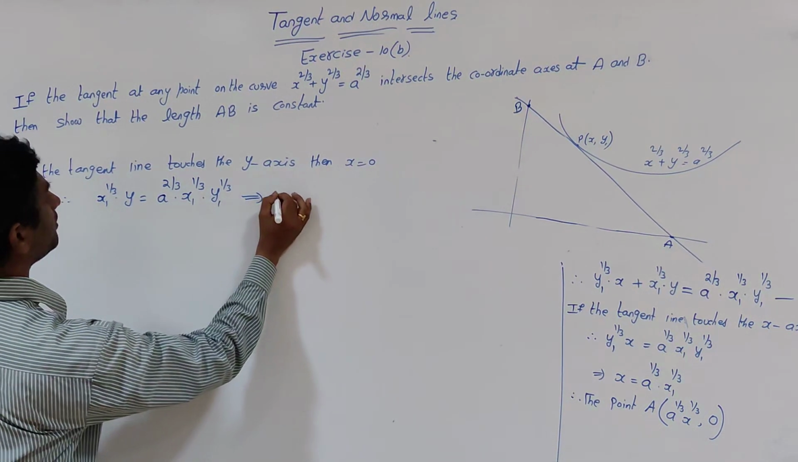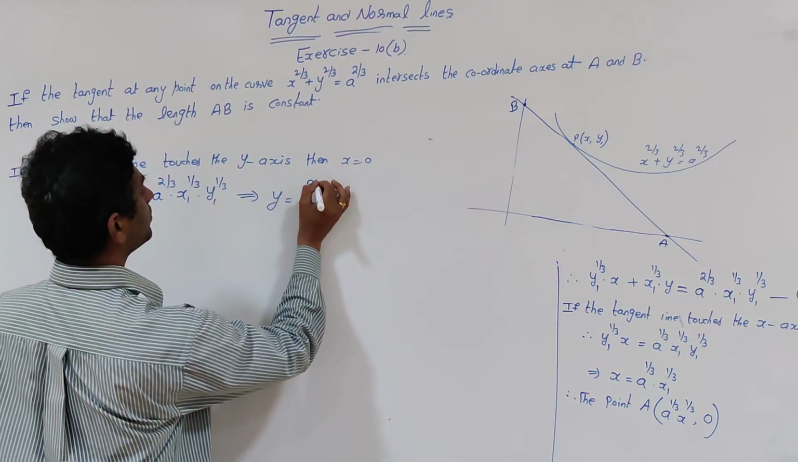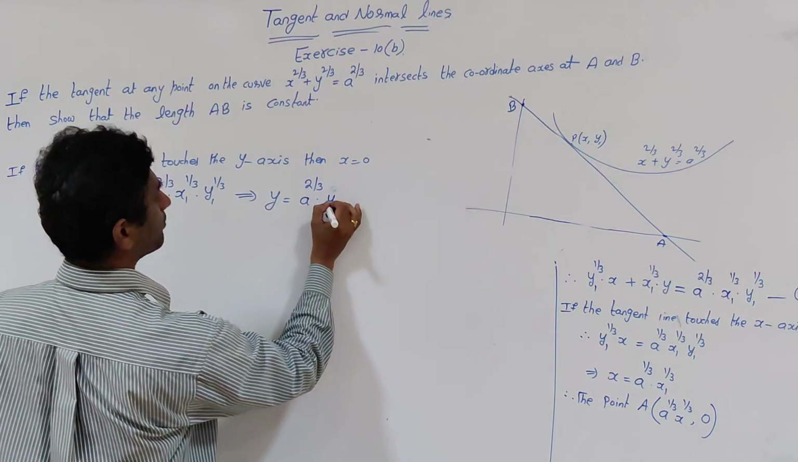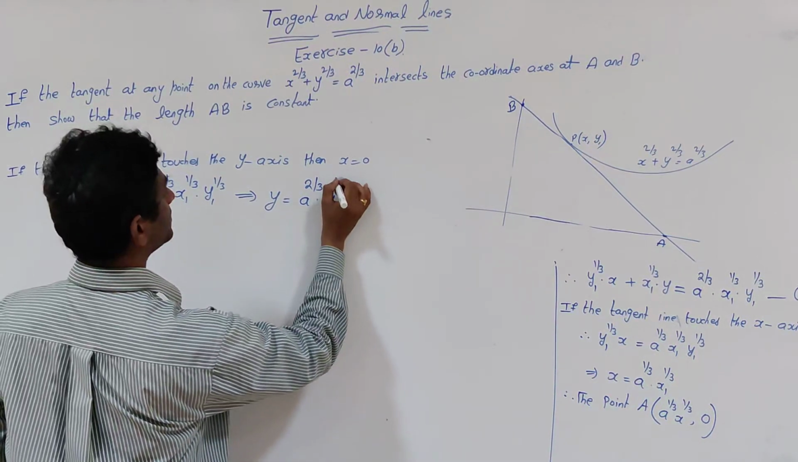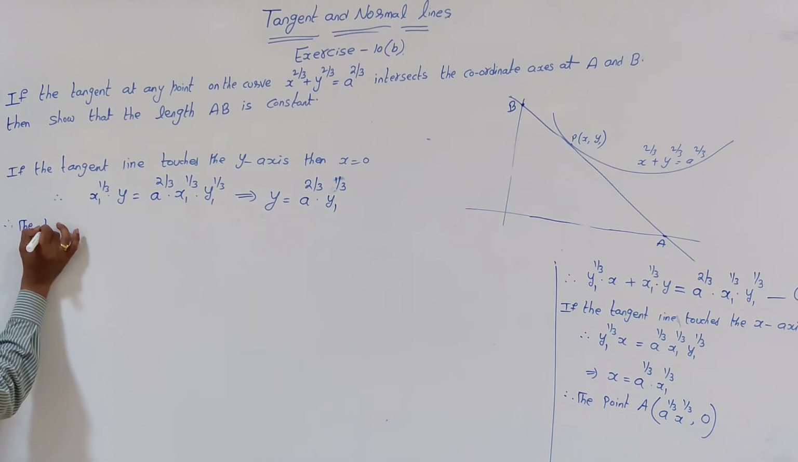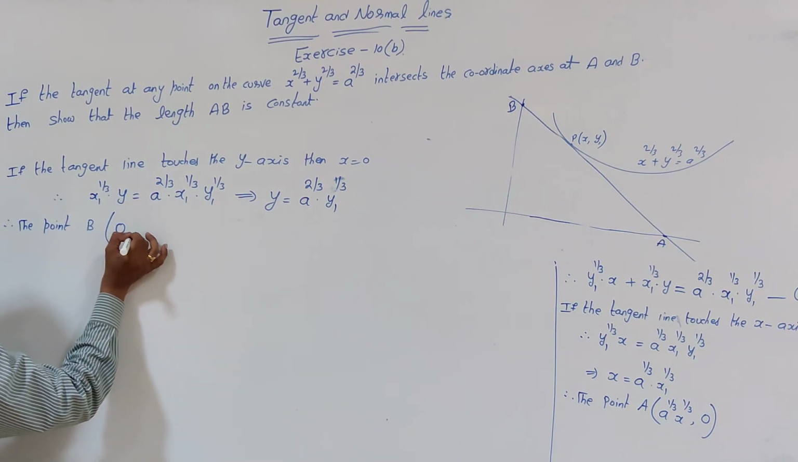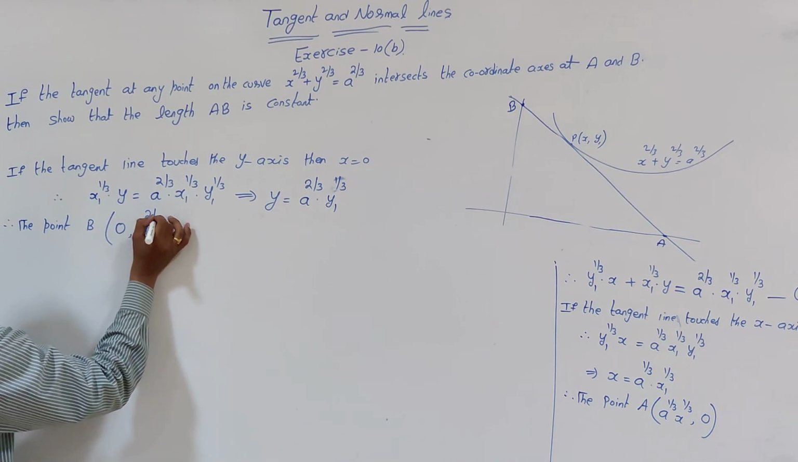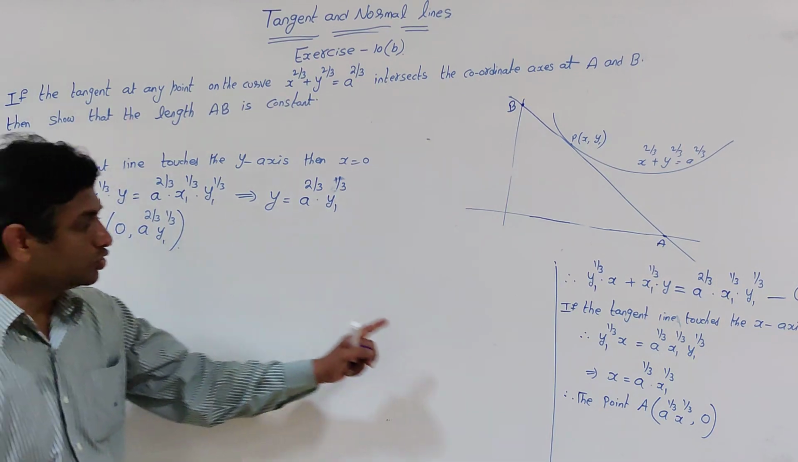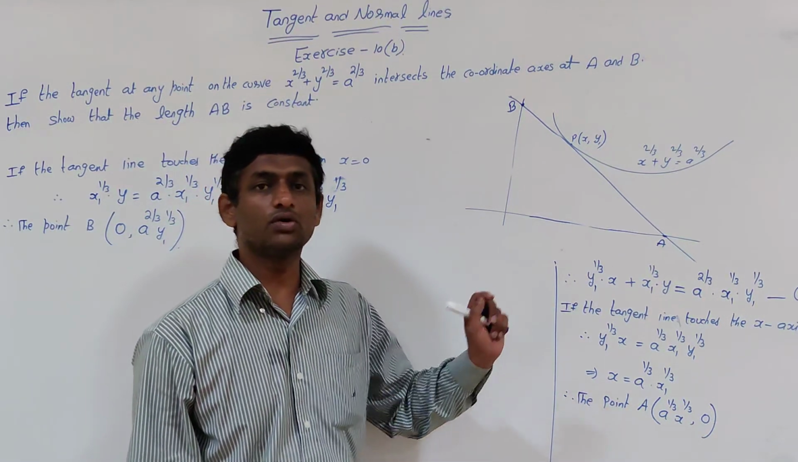So from this, what will be y? x1 to the power of 1 by 3 gets cancelled. So y is equal to a to the power of 2 by 3 into y1 to the power of 1 by 3. So that is the value. So therefore, the point B is x is 0 and y will be a to the power of 2 by 3 into y1 to the power of 1 by 3. So these are the 2 points on the tangent line as well as touches the coordinate axis.